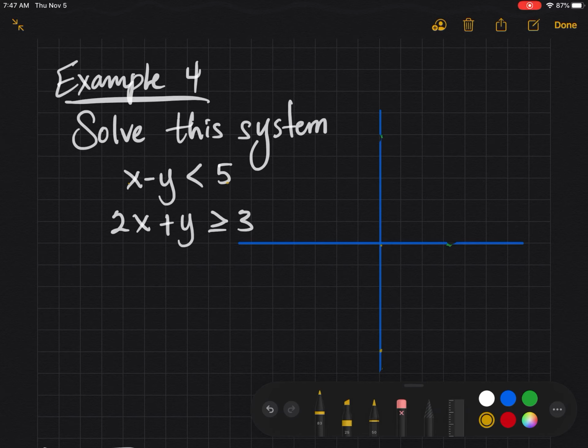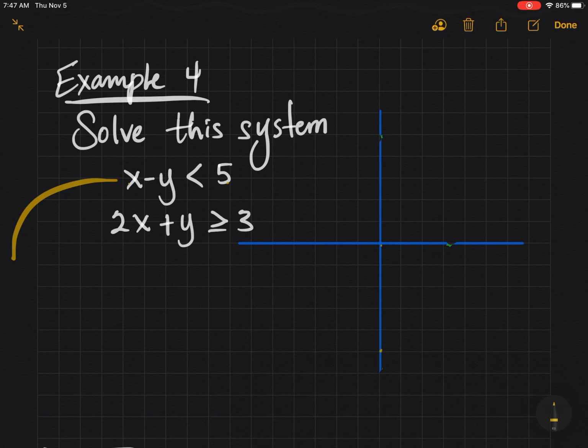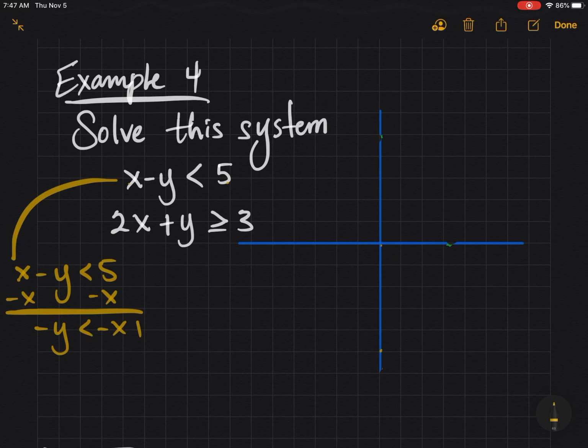Moving on to example 4. Let's solve this system. So hopefully you remember this from Algebra 1, but I do want to do a quick review with you to make sure. So here, I'm going to put this in slope-intercept form. So I'm going to subtract x from both sides. I get negative y is less than negative x plus 5. I'm going to multiply by negative 1. Don't forget to turn that inequality when you multiply by a negative number.